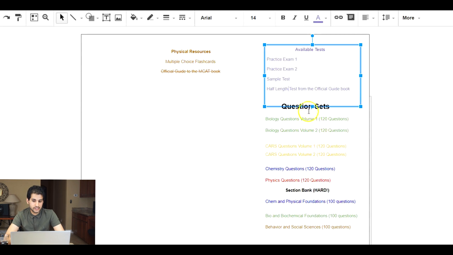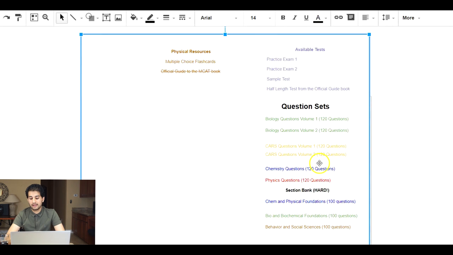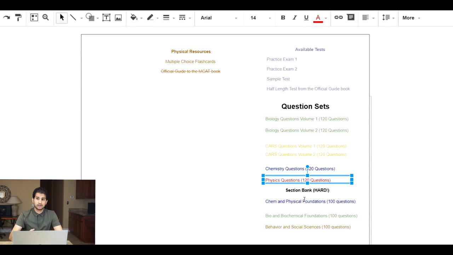The rest of the AAMC resources are question sets. So all of these are question sets. And they're also arranged a little differently. So these question sets are arranged by subject, while these are arranged by section. So, for example, the first section, which covers organic chemistry, chemistry, and physics, is all covered in this chem and physical foundations section as part of the section bank. It covers all three subjects, while up here, they're divided by subjects. So this only covers chemistry and organic chemistry, and physics is a separate question set.